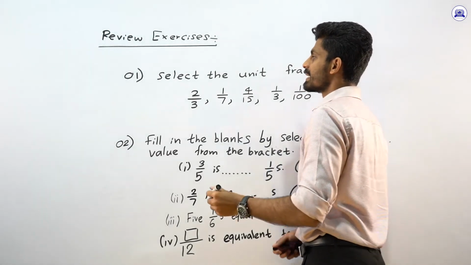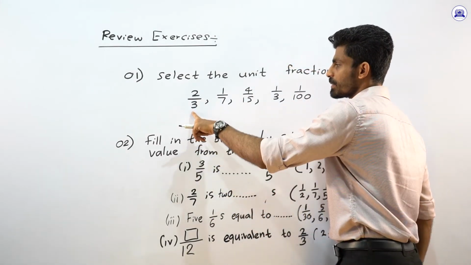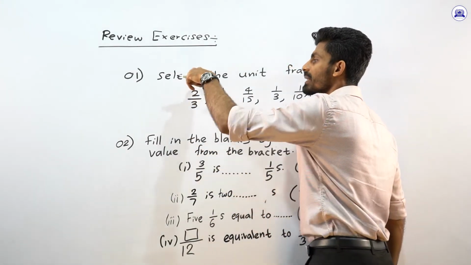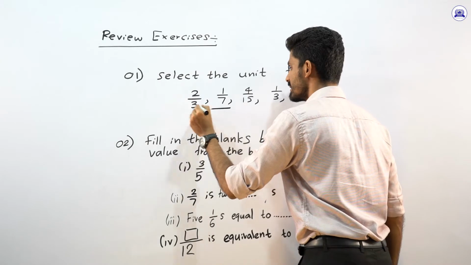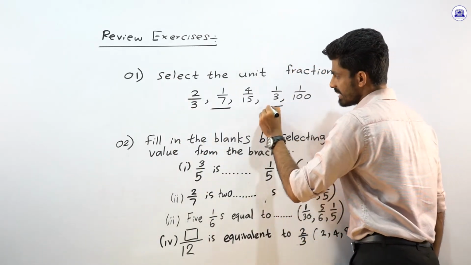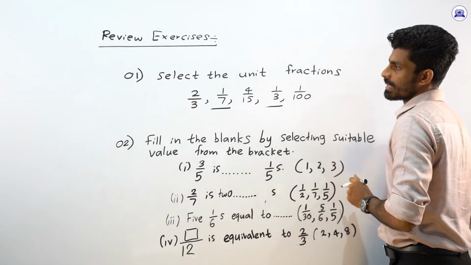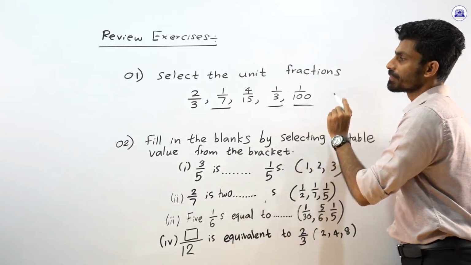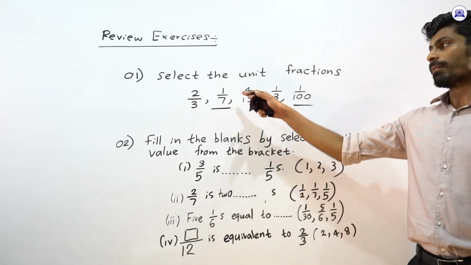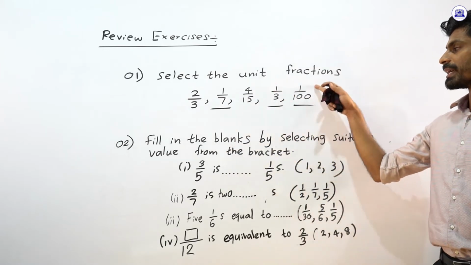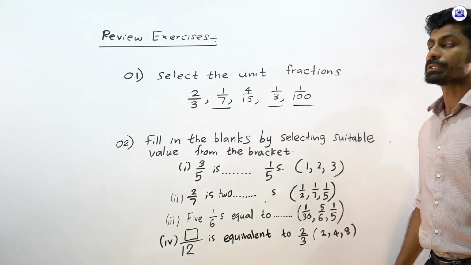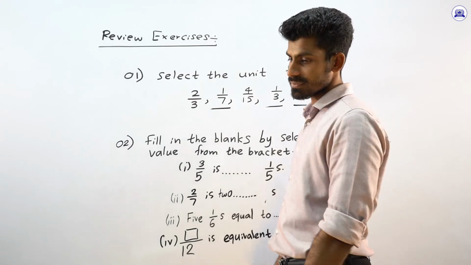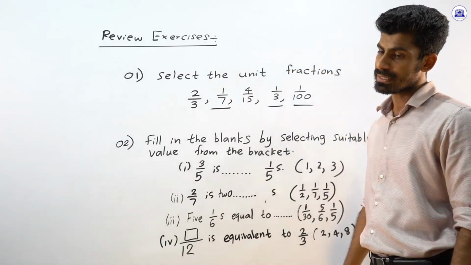So what are the unit fractions? Is this one a unit fraction? No. Look at the numerator, 2, right? This is a unit fraction. This is a unit fraction. This one also is a unit fraction. 1 over 7, 1 over 3, 1 over 100. So there are 3 unit fractions.